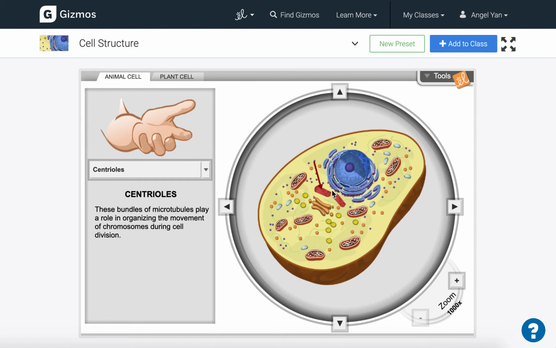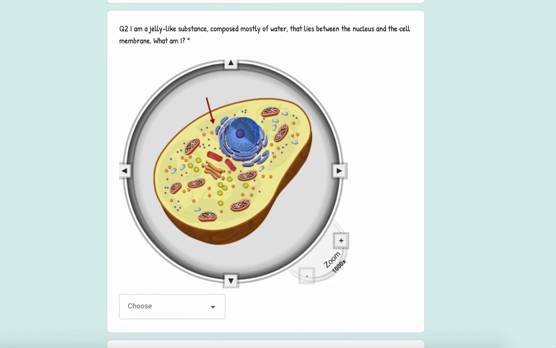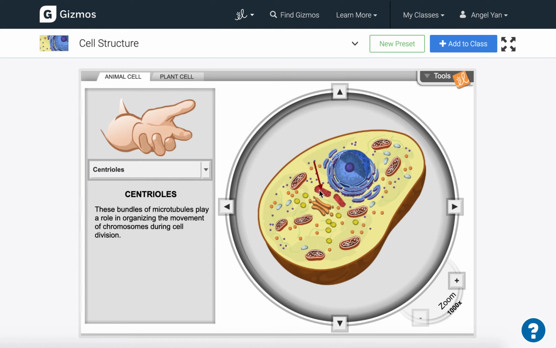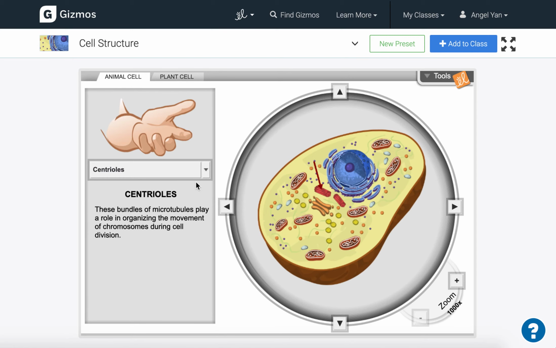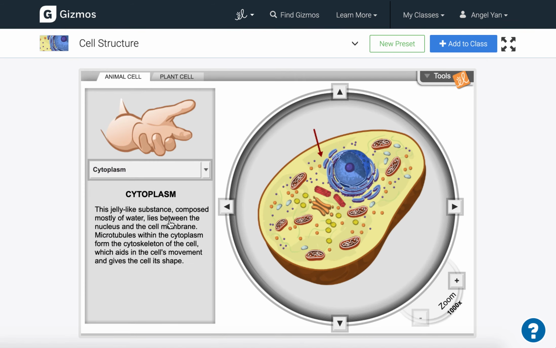Well, this one doesn't really look like the picture. It looks quite different. This one is pointing to this part in the middle, but this one is pointing to this empty space on the side. So centriole is not the one.